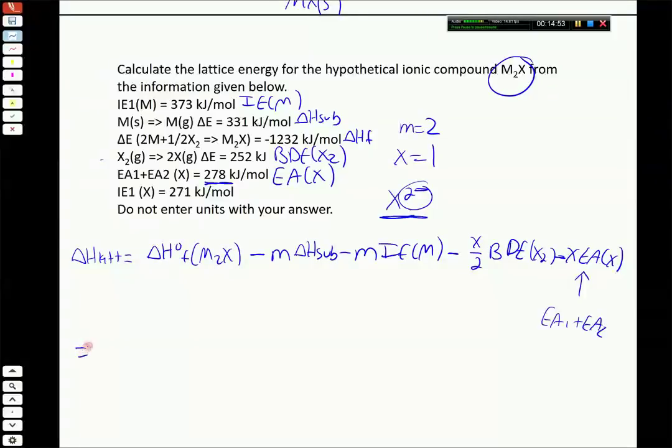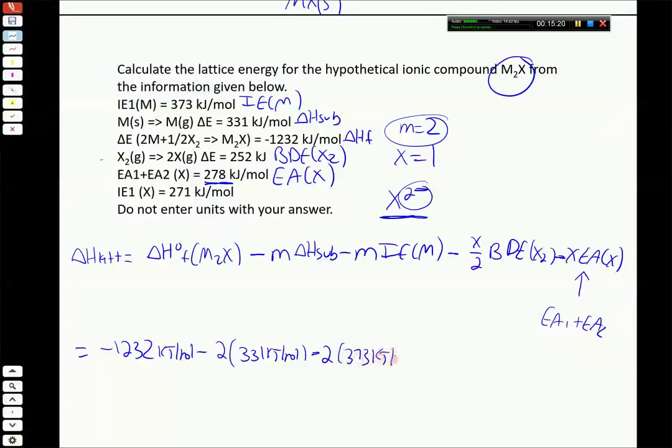So then when we plug everything in, delta H of formation is minus 1232. We have two metals in the formula, so we're going to modify sublimation enthalpy and the ionization energy by a factor of 2. So sublimation is 331. Ionization energy for the metal is 373. We have one nonmetal X, so we're going to subtract 1/2 times the bond dissociation enthalpy, which is this term here, 252.